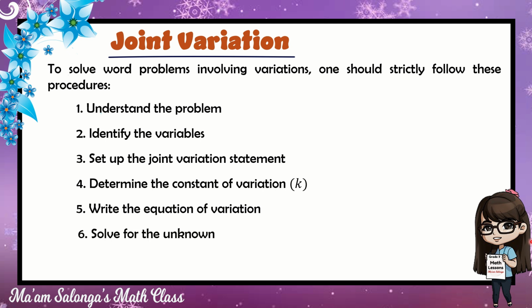Number 6 is to solve for the unknown. Use the joint equation of variation to solve for the unknown variable. This might involve algebraic manipulation, substitution, or solving. And number 7, check your final answer. Ensure that your solution satisfies all conditions given in the problem by plugging the values back into the original equation. Make sure the answer is in the correct units.